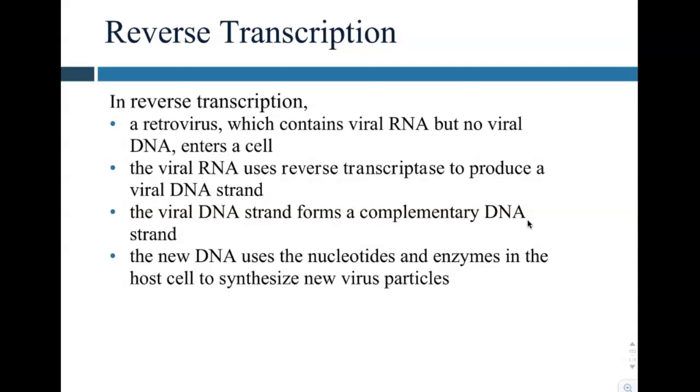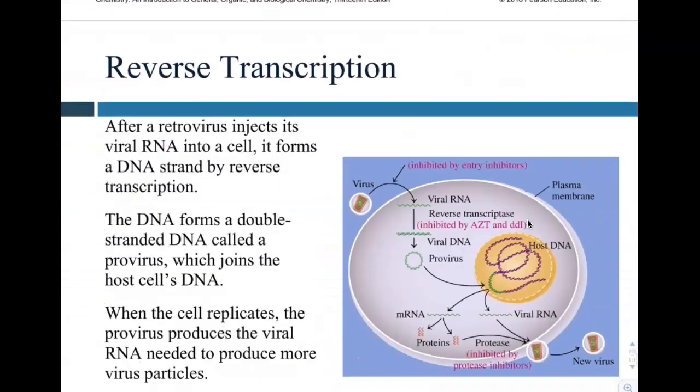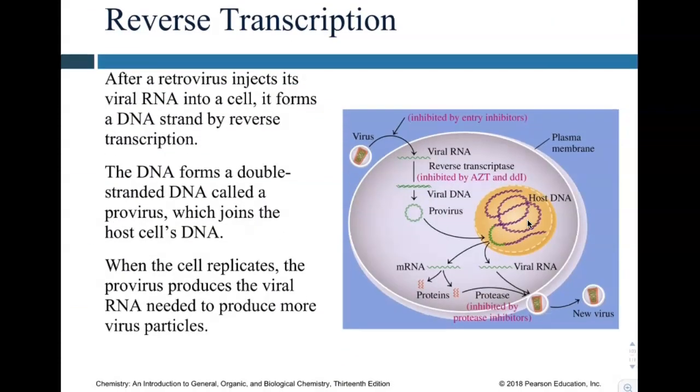The new DNA strand will form a complementary one, because RNA only has one strand, and then that new DNA strand will go in and use nucleotides and enzymes to synthesize new virus particles. So if it doesn't have DNA, it'll make its own DNA and then do all the things to make new viruses. It's called reverse transcription because you're taking RNA to make DNA instead of the opposite way of making DNA into RNA. So here's reverse transcription.